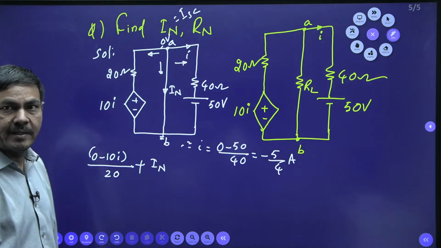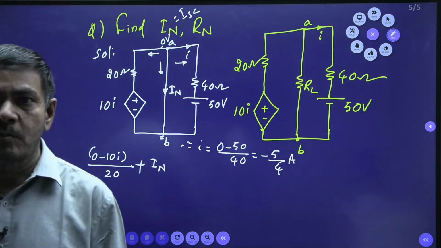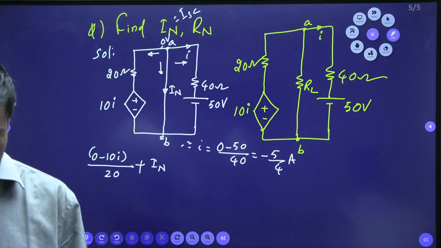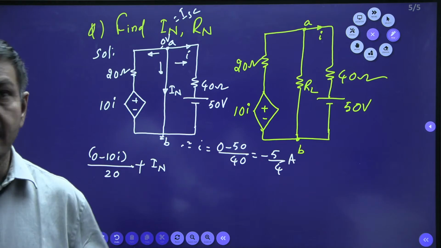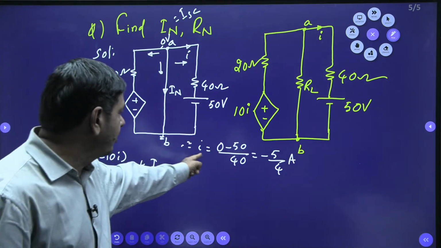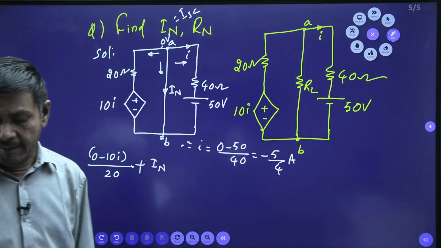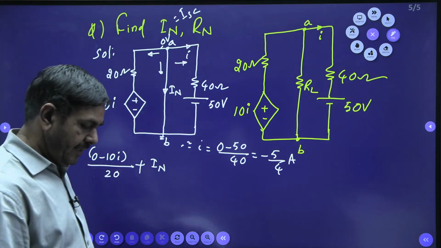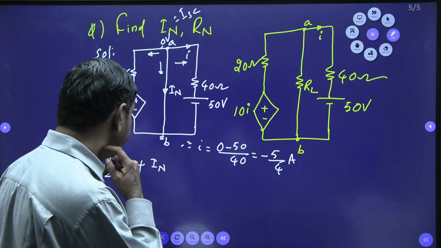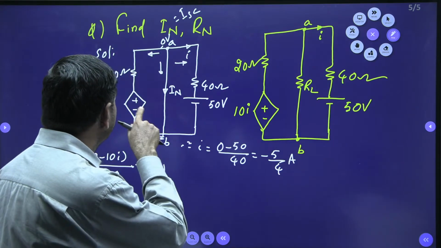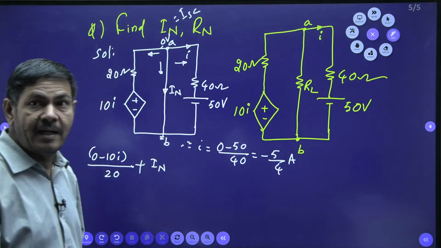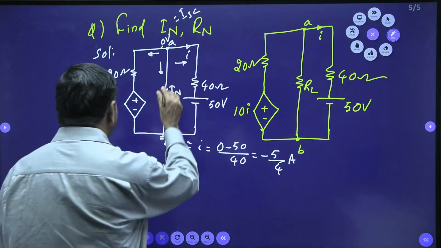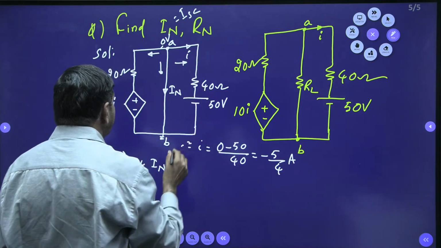That current is required. Yes, one student Manoj, he gave minus 5 by 4. What is minus 5 by 4? Minus 5 by 4 is I, is it not? Yes, that only I got. I equal to minus 5 by 4. But my aim is to find out the Norton's current, IN, here now.